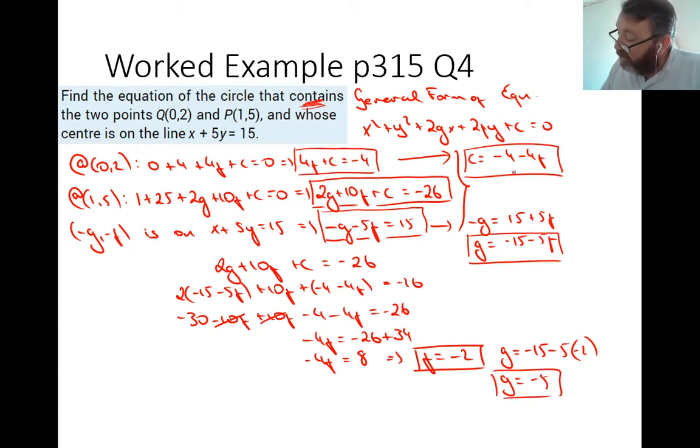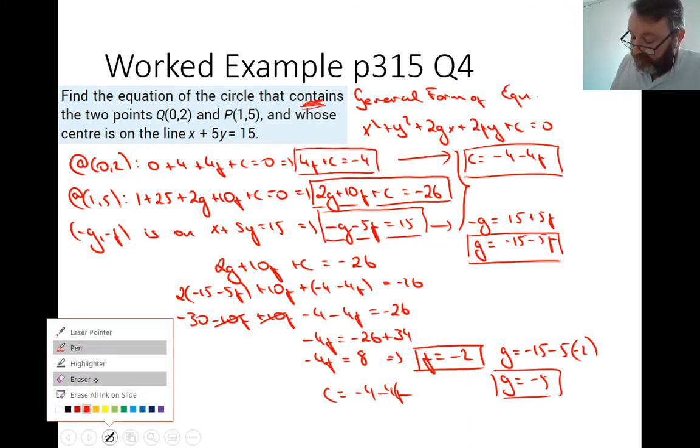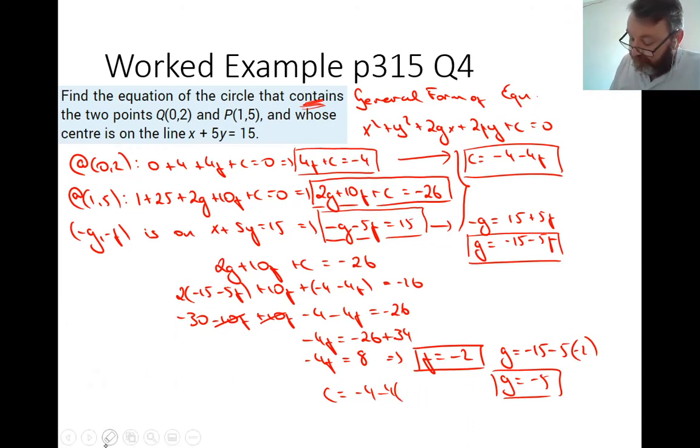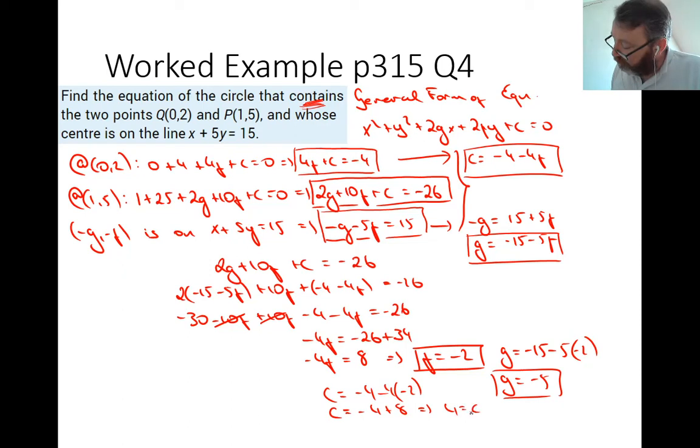And lastly, up here, if c is equal to minus 4 minus 4f, and we put minus 2 in here, that's going to be minus 4 times minus 2. Let me just take that out there. Make a bit of space. So we're taking the value of minus 2 into this equation up here. It becomes minus 4 times minus 2. So c is equal to minus 4 plus 8. And that gives me c is equal to 4. So there's f, there's g, and there's c.